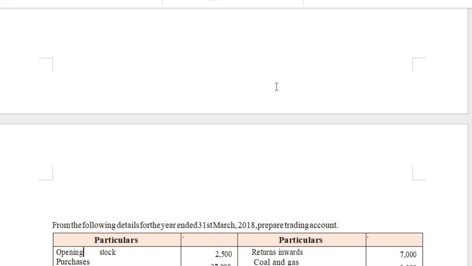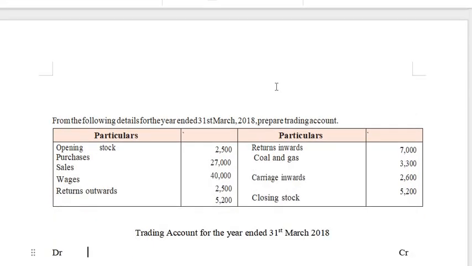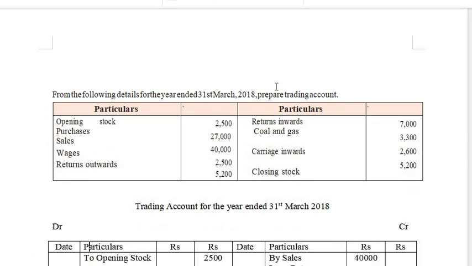Now I am going to discuss the information related to how to prepare the trading account, then how to prepare the profit and loss account, and then the balance sheet. Here in the question: from the following details for the year ended 31st March 2018, prepare the trading account. The information is given with opening stock, purchases, sales, wages and return outward, return inward, coal and gas, carriage inward and closing stock. Based on this information you have to prepare the trading account.